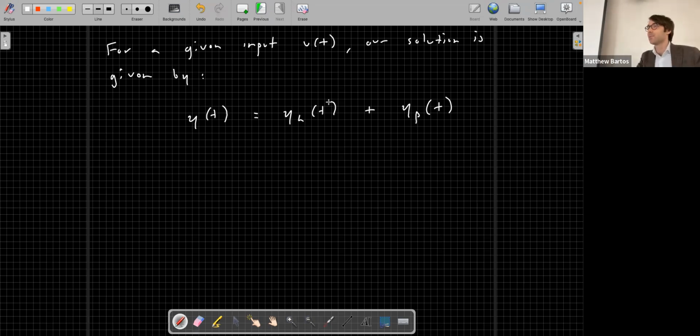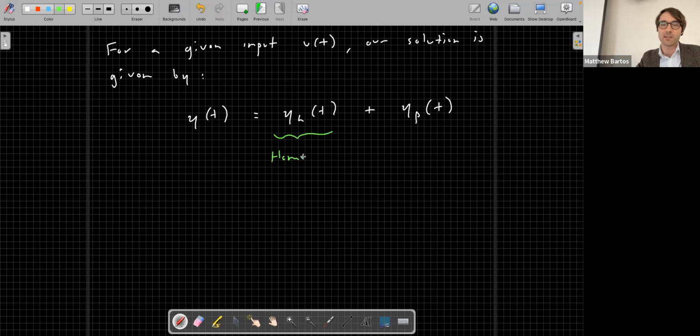Right. So the homogeneous solution incorporates the response to the initial conditions, but it doesn't account for the input u(t). And for the particular solution, it's the other way around. So the particular solution incorporates the response to the inputs to the system over time, but it doesn't incorporate the initial conditions of the system.